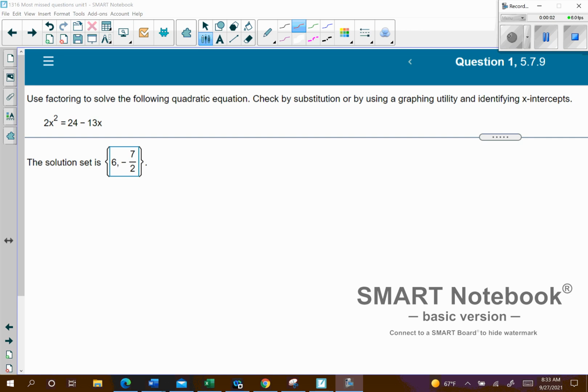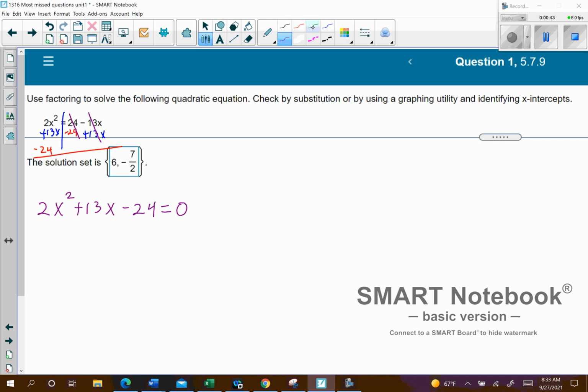All right, so on this problem, the first thing we want to do is set this equal to 0. And so what we're going to do here is I'm going to add 13x, and then we want to subtract 24 from both sides. And so what that will do for us is everything on the right will cancel out, and we're going to be left with 2x squared plus 13x, and then minus 24 equals 0. And then at this point, we want to go ahead and factor it.